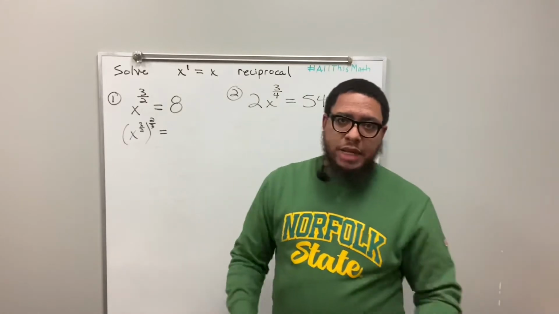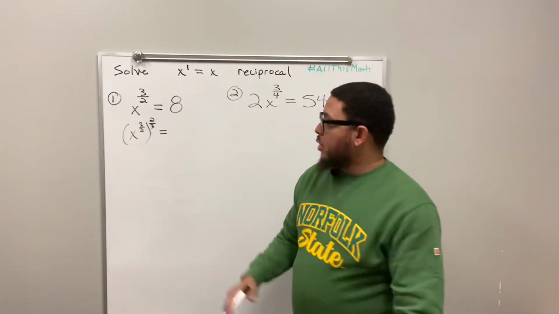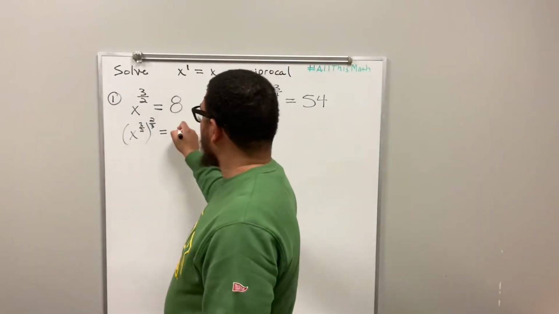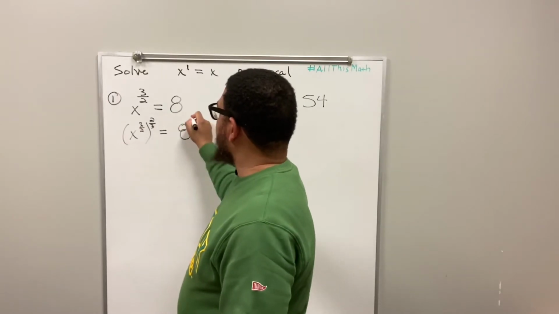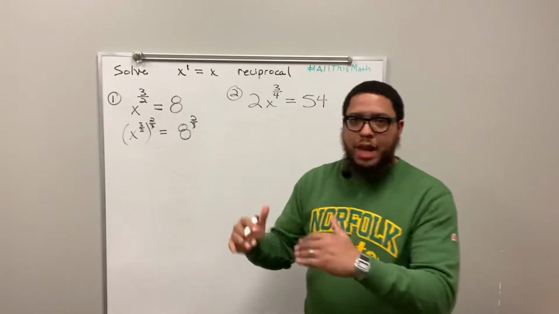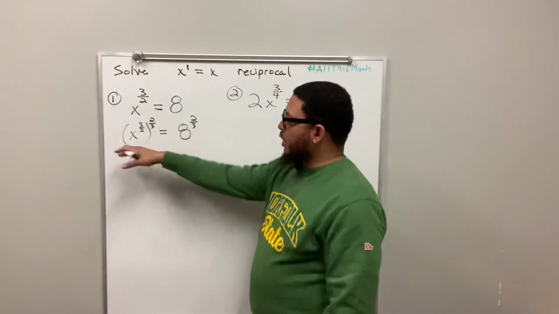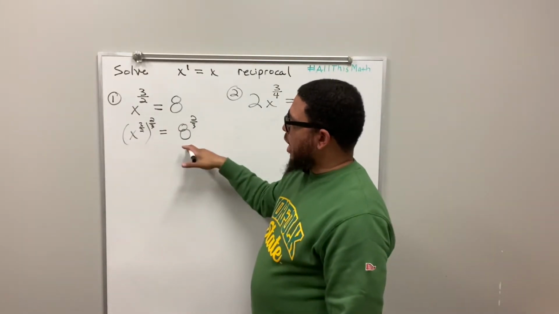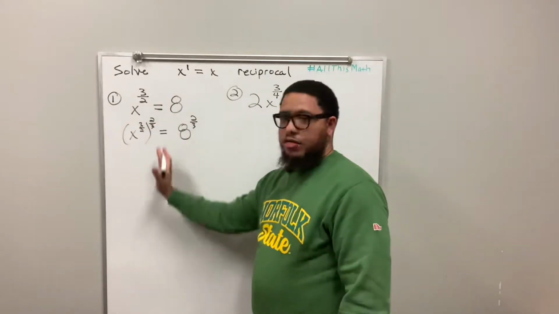Math is all about balance. So that means I'm going to also apply this 2/3 exponent to the 8. That's how I keep everything balanced. Whatever I did on the left side, I've got to also do on the right side, and the equal sign is our divider.